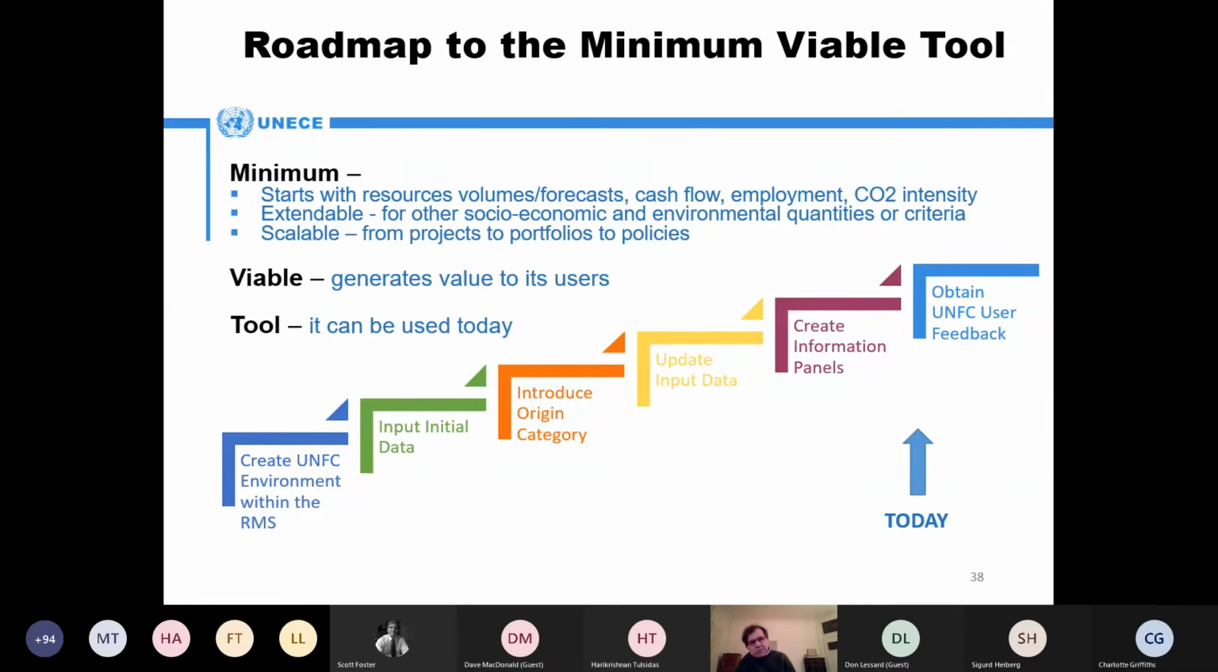You see a little staircase of what we've done. We started with a resource management system, extended on the environmental aspects. The UNFC environment, which means the other classifications. We started with input data. We added the origin category.